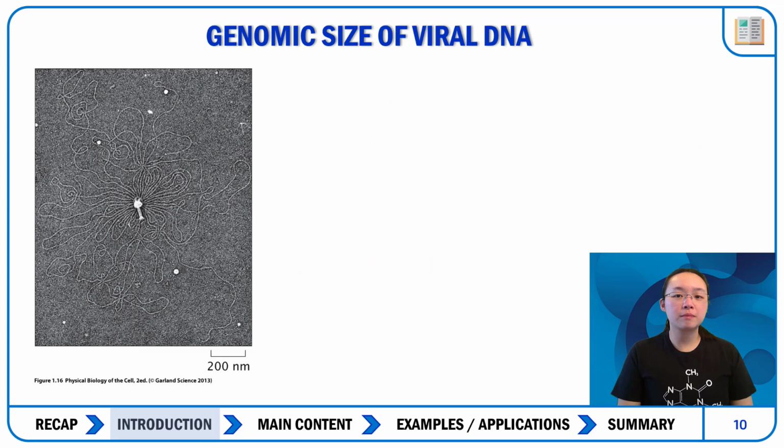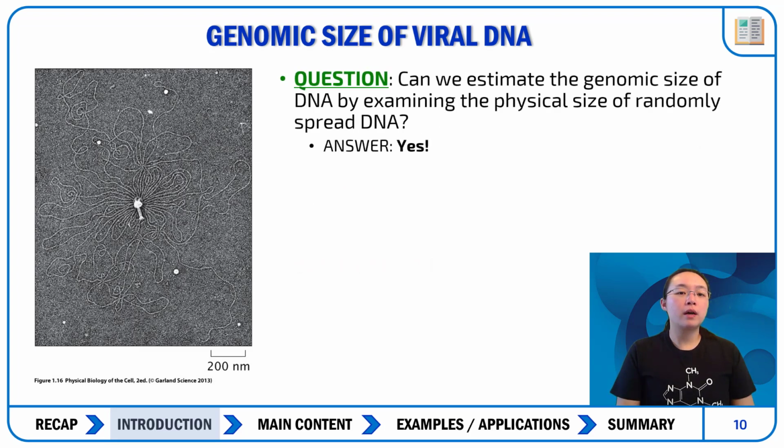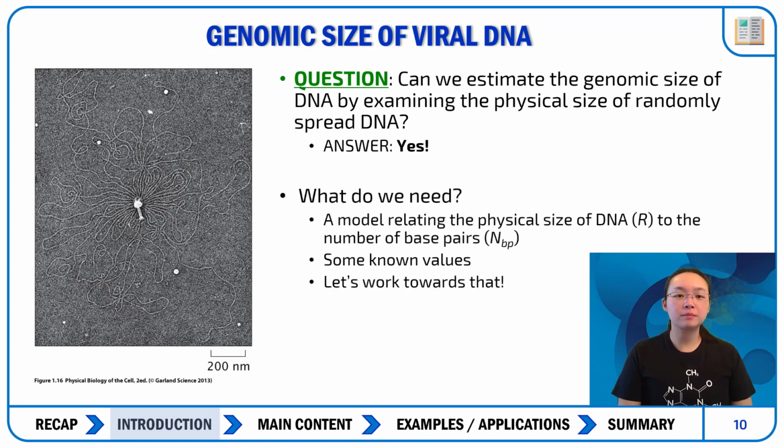And through this, the question is whether we can estimate the genomic size of DNA by examining the physical size of randomly spread DNA. And the answer is yes. You can also analyze the physical size of DNA if you know the genomic size.